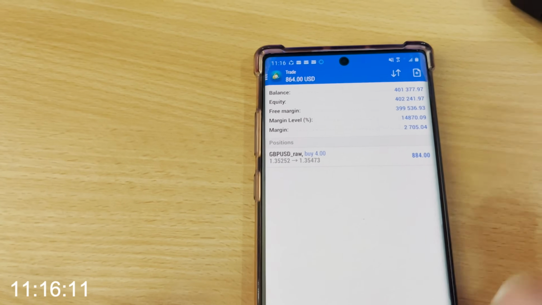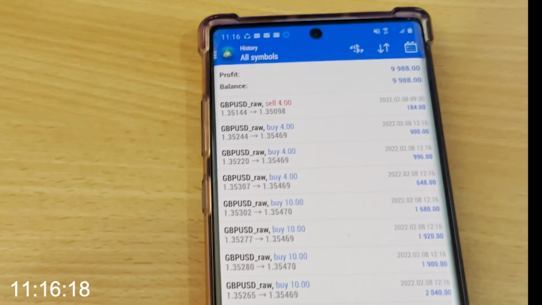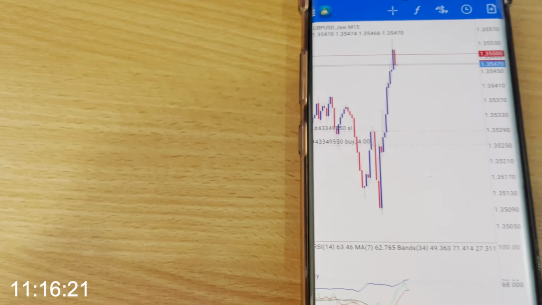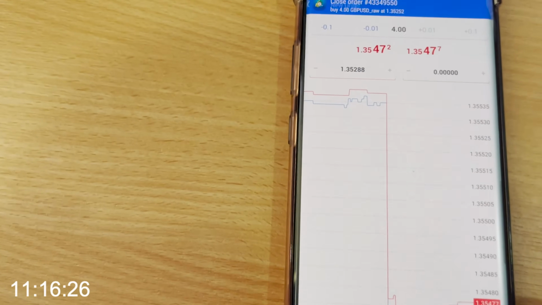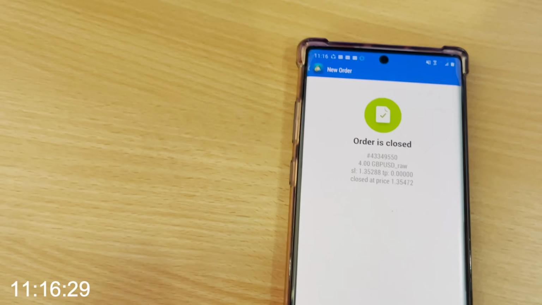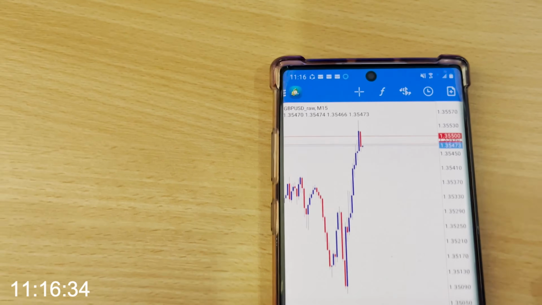All right, guys, I was already closing before I remembered that I had to record. So look at the ones I've closed already. I've closed 9,988. Let me just add this one to the bag and explain why I closed. This is how I basically exit the market once I start seeing execution. So currently I'm at 402,000.